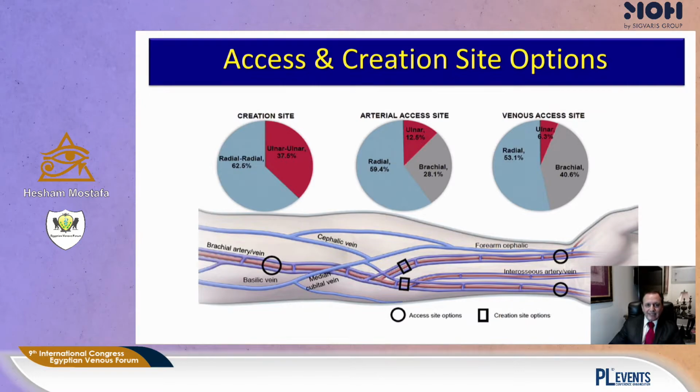If you look at the access and creation site, the most common creation site is a radial artery with a radial vein, about 62%, and ulnar artery with the ulnar vein, 37%. The most common arterial access site is the radial artery, 59%, brachial artery, 28%, and ulnar artery, 12%. For the venous access, again, the most common is the radial vein, 53%, brachial vein, 40%, and only 6% through the ulnar vein.